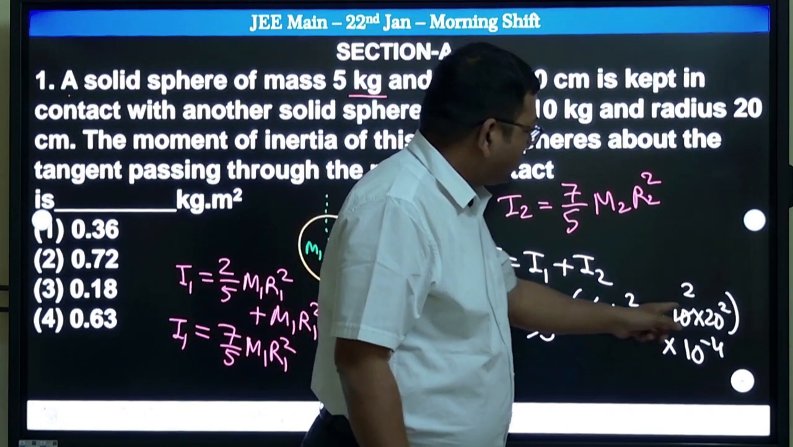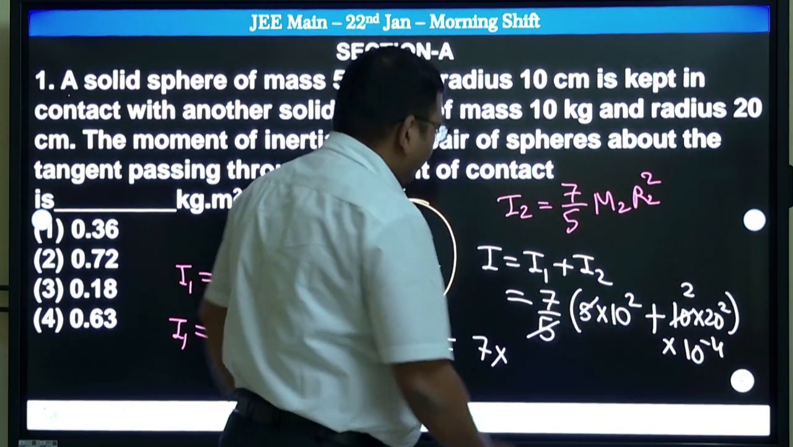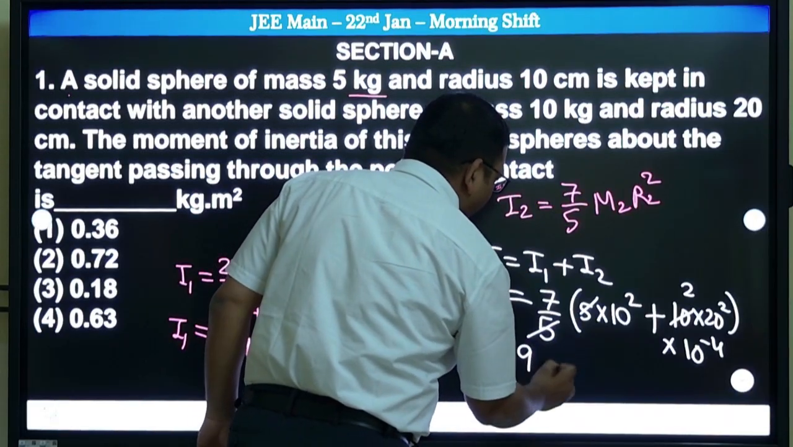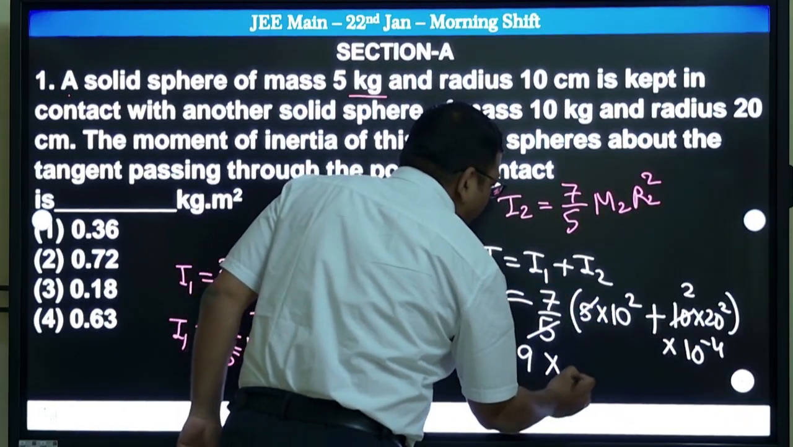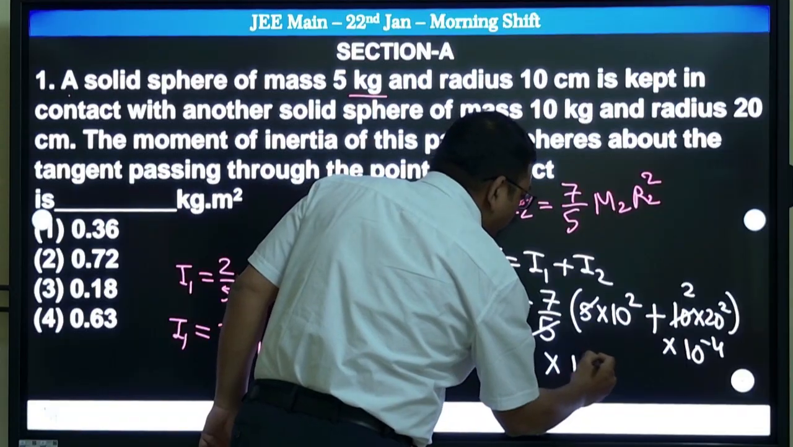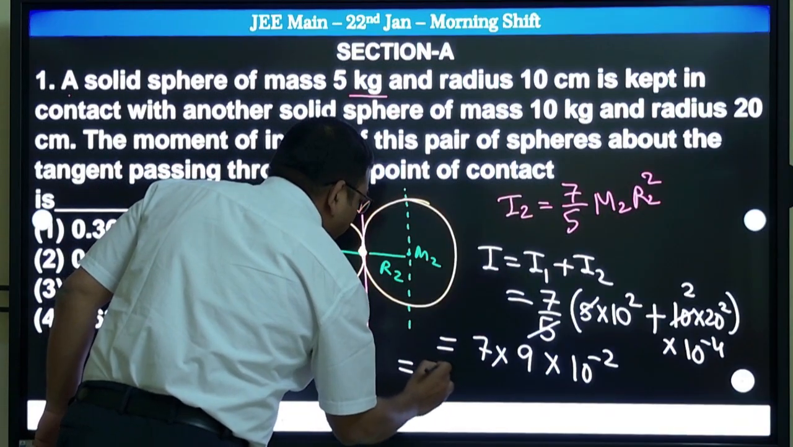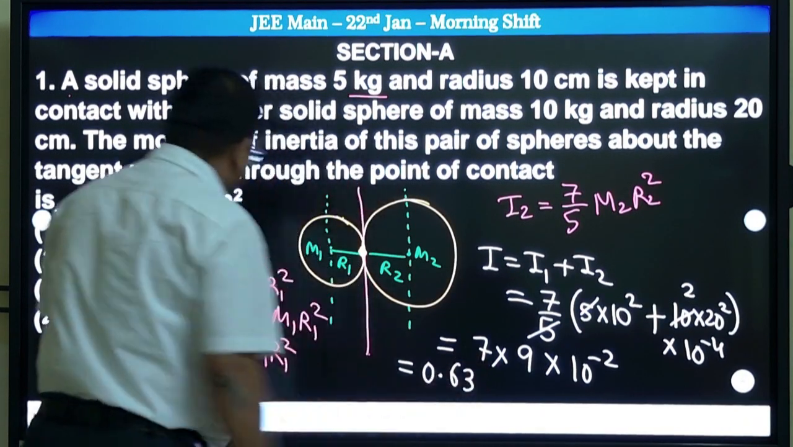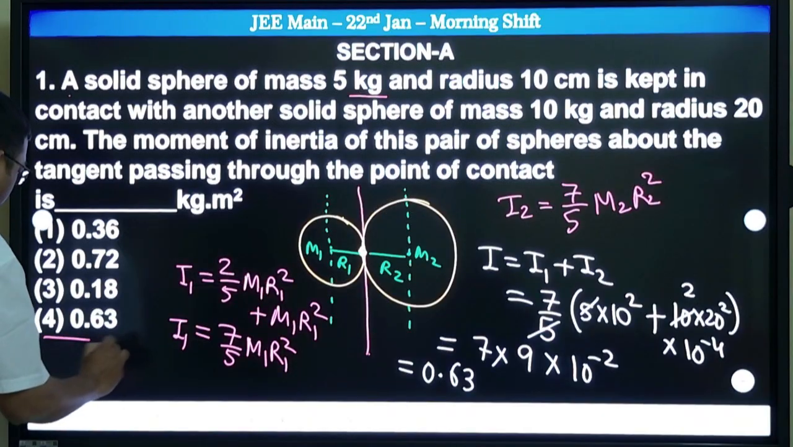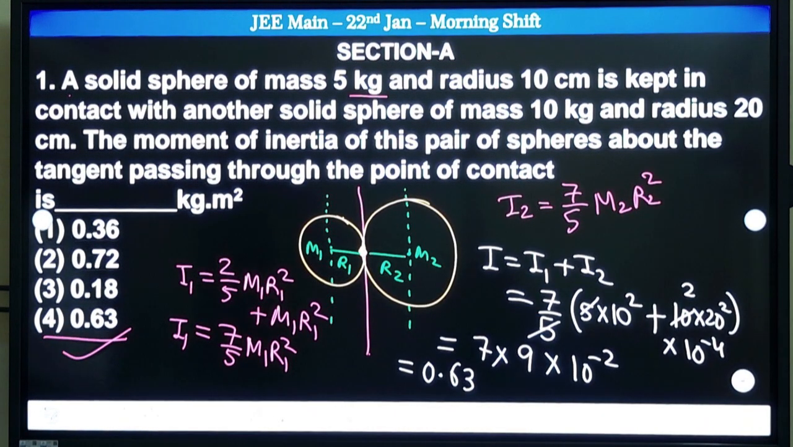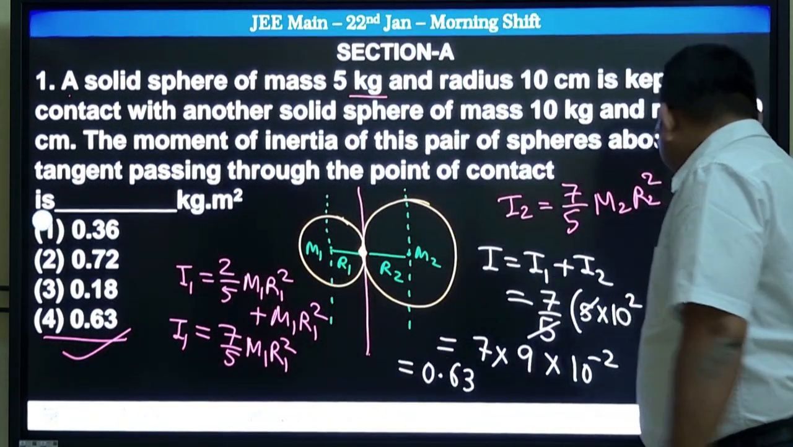So what will be the answer? 10 square you take out. So this is 1, 2 and 2 square 4, 4 into 2 8, 8 plus 1 9, right? This is going to give us 9. Then 10 to the power 2 factor is going here. So 10 to the power 2 and 10 power minus 4, that will become 10 power minus 2. So how much? 7 into 9, 63, 0.63. 0.63 should be the answer. Answer should be option number 4. Clear? Right? So I hope you got this idea. Let us move to the next question.